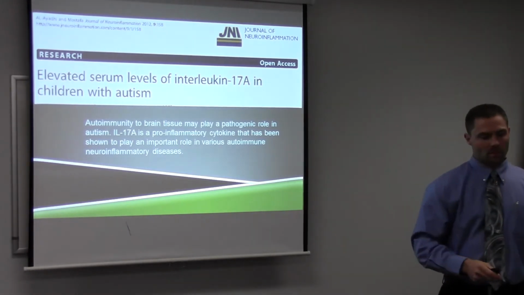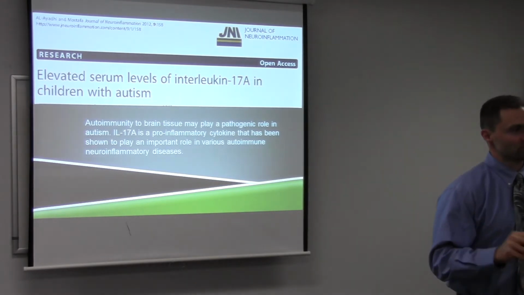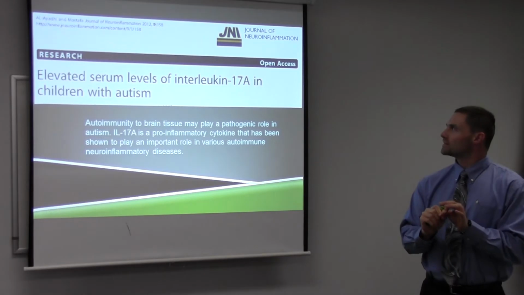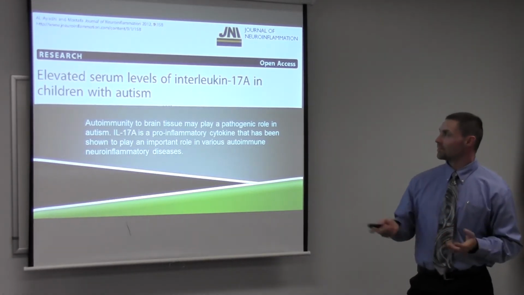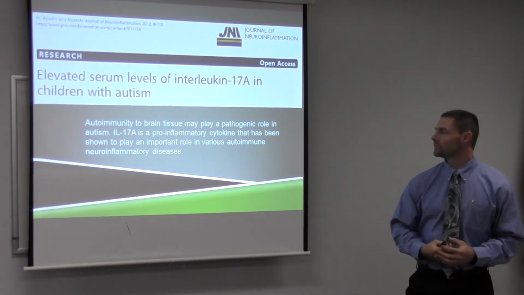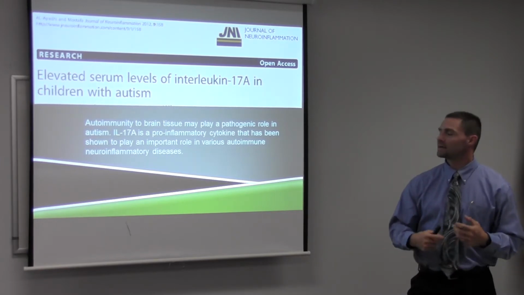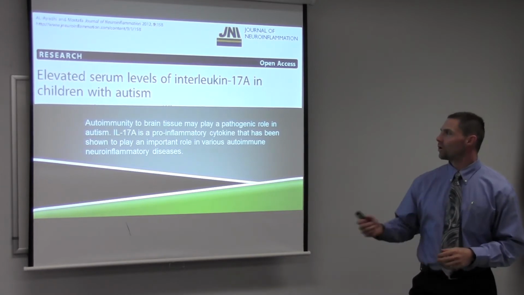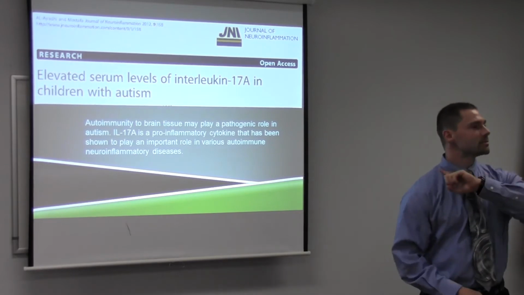Now, we've been talking about antibodies, but now we're going to talk about the chemical messenger. So this is the other little piece of the puzzle that you need to know. If you look at this, you're going to see that it says autoimmunity to brain tissue may play a pathogenic role in autism. Okay, so that's what we already established. And then it says this interleukin 17 is a pro-inflammatory chemical messenger that has been shown to play an important role in various autoimmune neuroinflammatory disorders or diseases. So this is the bad guy.